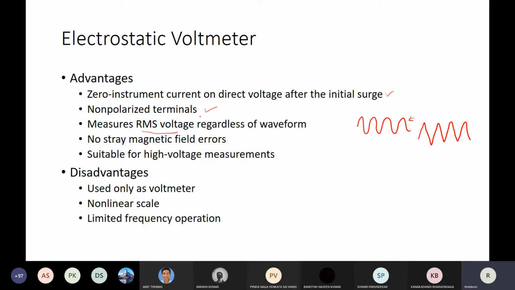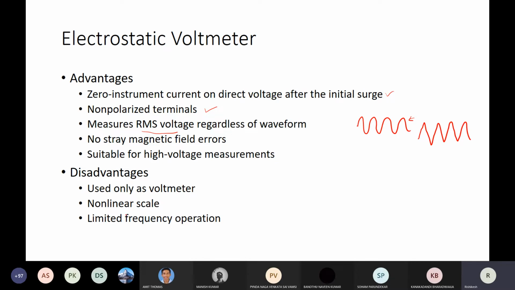So what is RMS? I have already discussed in the previous lecture, root mean square voltage, which is equivalent to your DC voltage. And since it works on the principle of electrostatic property, the external magnetic field is not going to affect the performance, and it is basically suited for high voltage measurement.